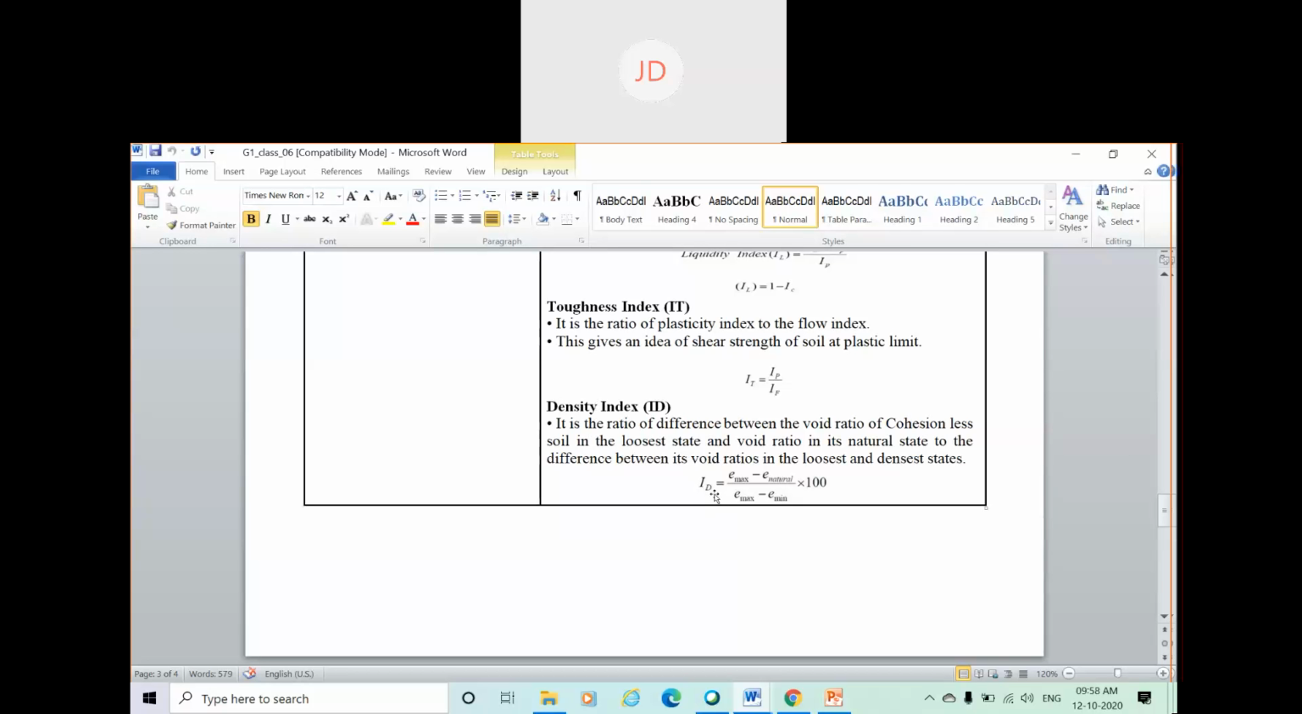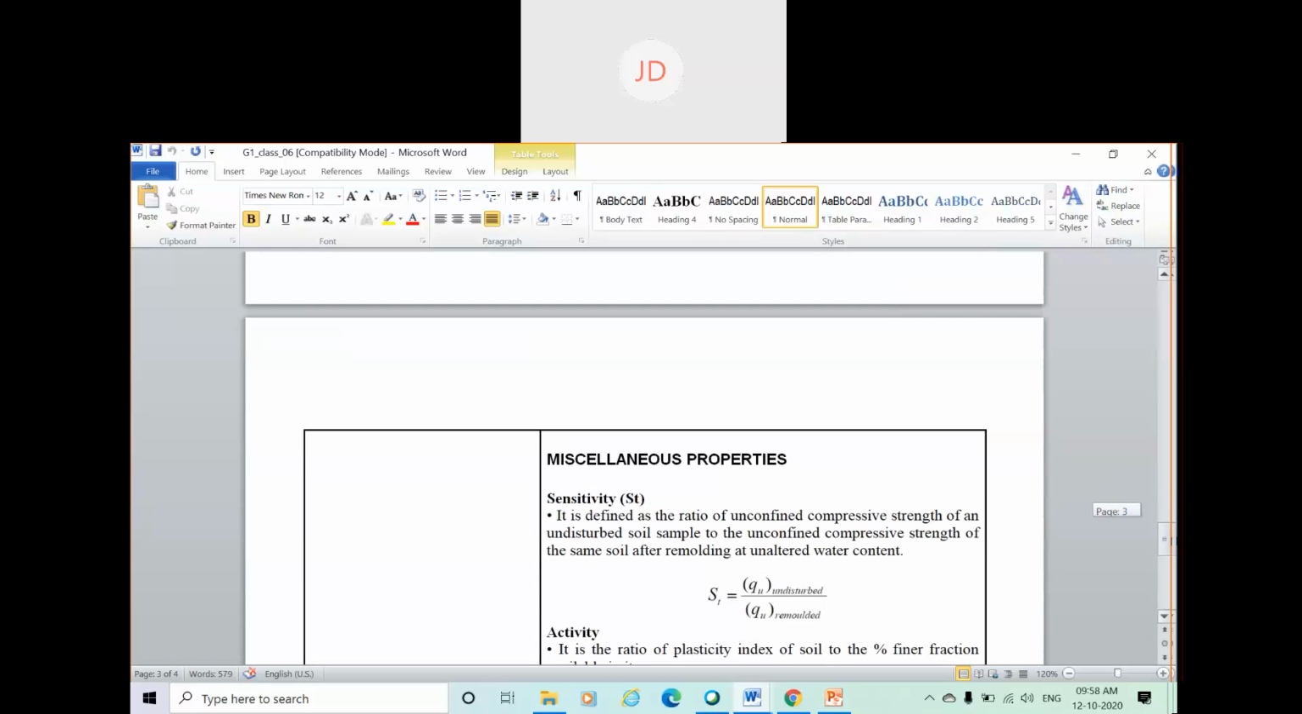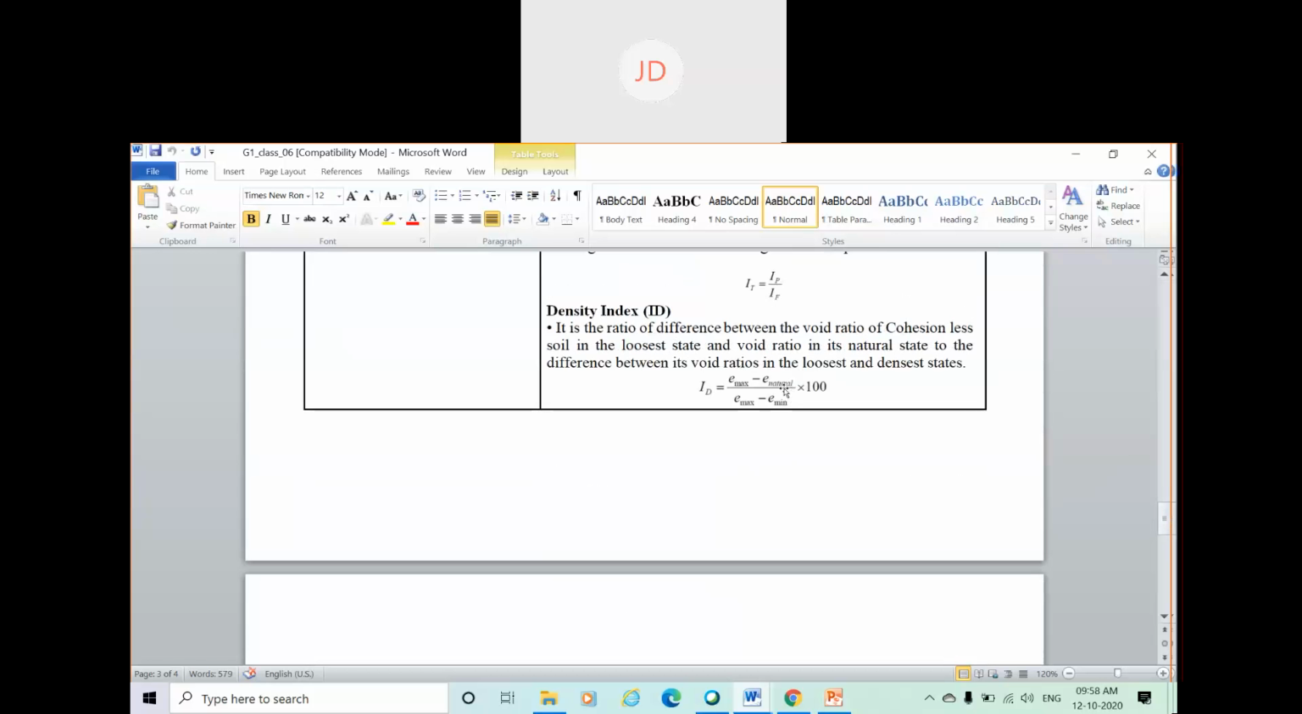It is the ratio of, small e represents void ratio. So it is a ratio of void ratios only. Now you can see e max minus e natural, over e max minus e minimum, multiplied by 100 since it is represented in percentage. Now e max is the maximum void ratio. e minimum is the minimum void ratio. And e natural is your natural void ratio, that comes from the natural soil.